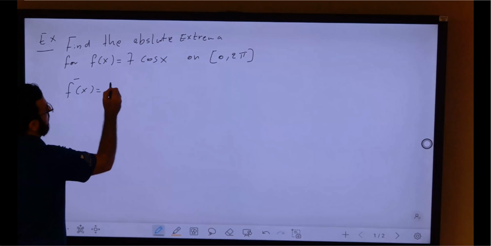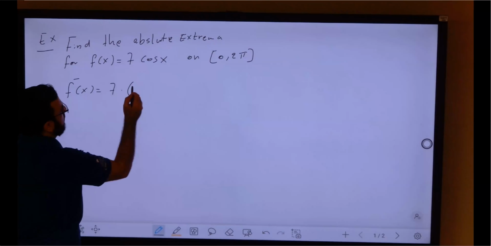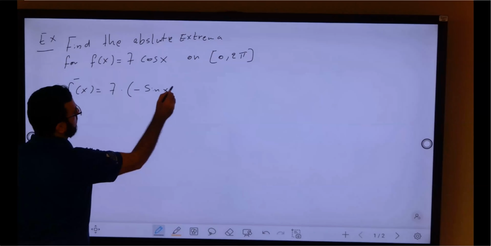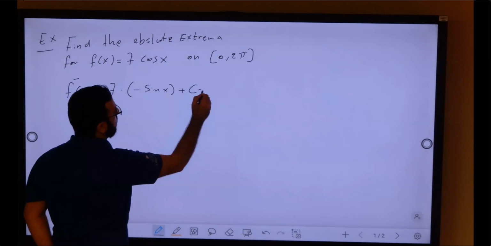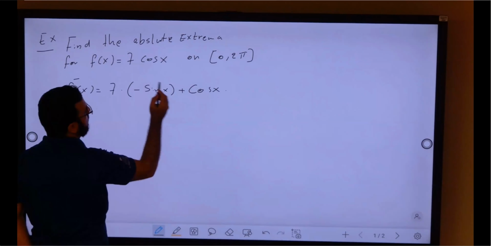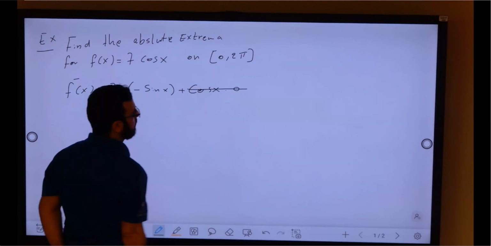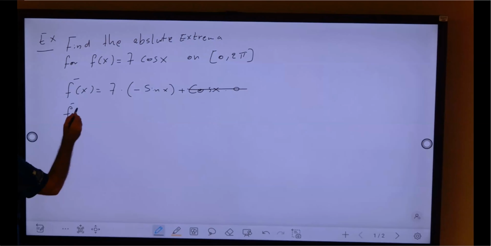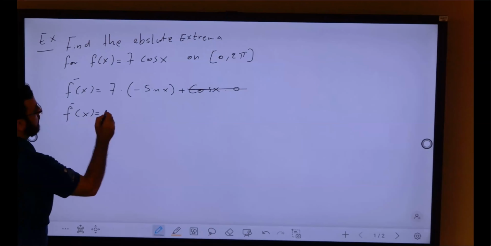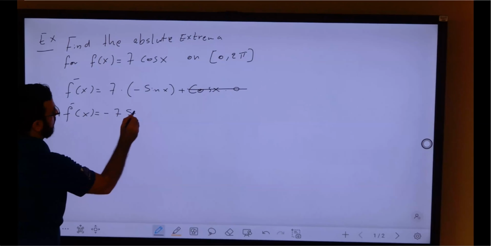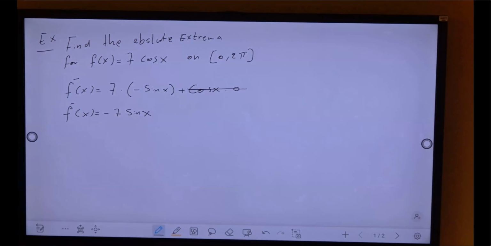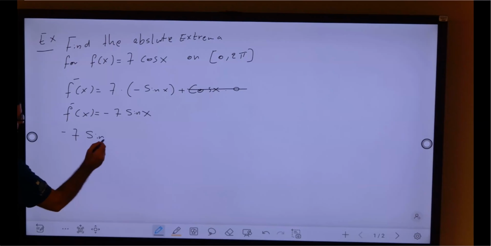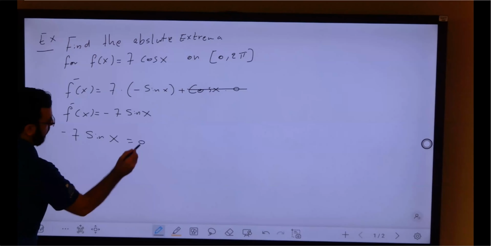You can say the first one times the derivative of the second, which is negative sine x, plus the second one times the derivative of 7, which is zero. So it's negative 7 sine x. Then how are we going to find the critical numbers? You can say negative 7 sine x equals 0. What's the next step?